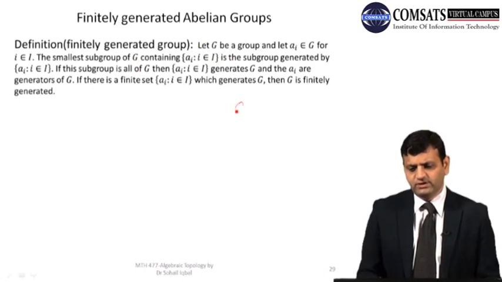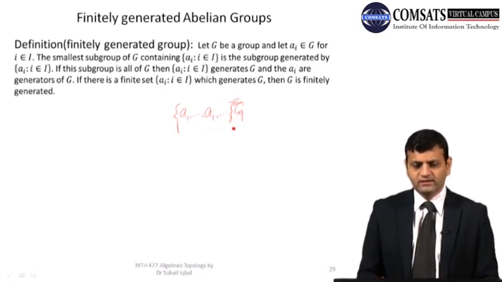So consider a group G. Suppose there are elements a1 up to so on, which could be finite or infinite, contained in the group G. Consider the smallest subgroup of G containing all these elements. How do we obtain it? It's very simple. Take the intersection of all subgroups containing these elements. That will be the smallest subgroup of G containing all these elements.